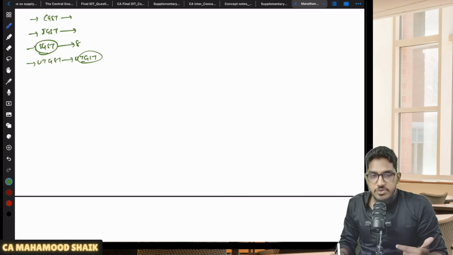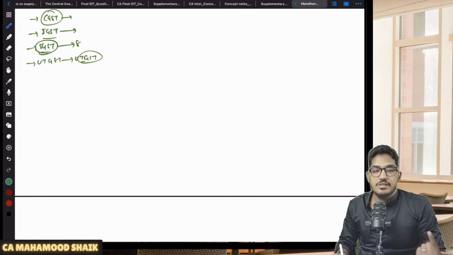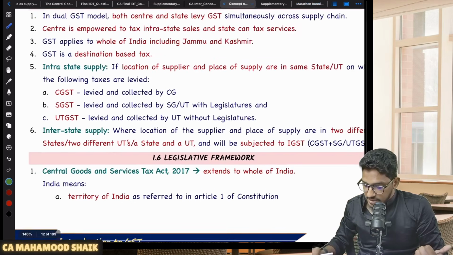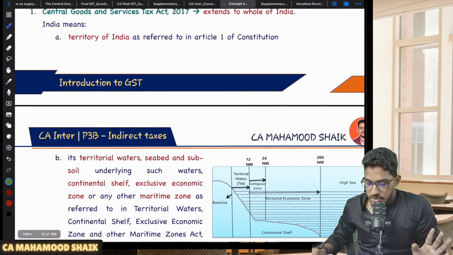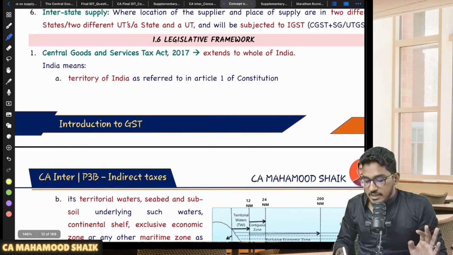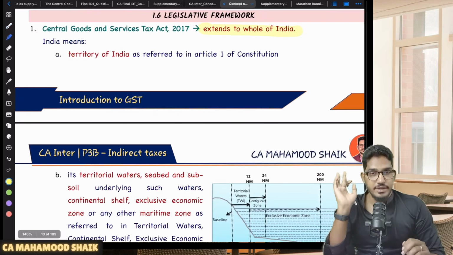So as per the constitution, if you have to collect any tax, there must be some governing law. And even for imposing GST, they have brought various governing laws. CGST is getting imposed under the CGST Act, IGST under the IGST Act, SGST under the SGST Act, UTGST under the UTGST Act. If you pay close attention here, the most important thing is that the CGST Act is applicable for whole of India.